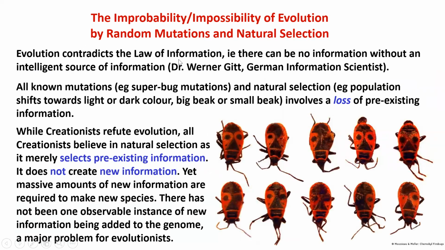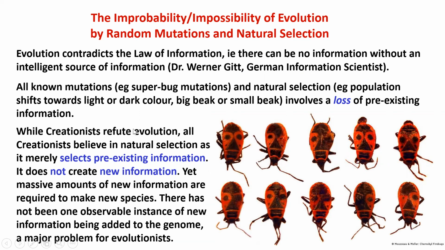Evolution contradicts the law of information, just now as we saw in Dr. Werner Gitt, because there can be no information if there is no intelligent source of information. That means there must be a creator, somebody like God. So all known mutations, for example, nowadays we talk about so many viruses. Example, superbug mutations and natural selection. Example, population shifts towards light color or dark color. Big beak or small beak. All this involves a loss of pre-existing information.